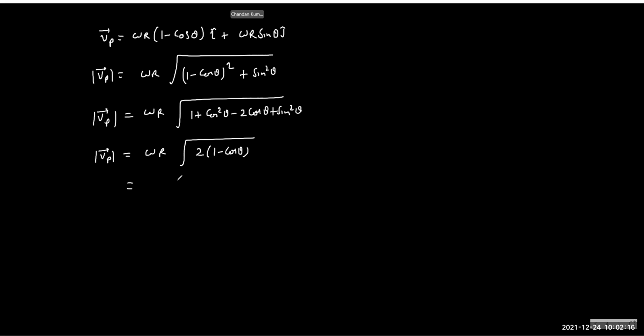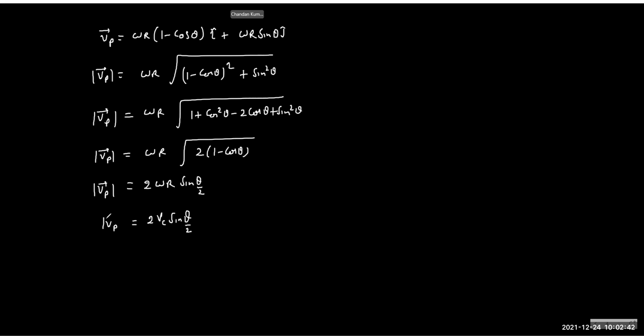Two sine square theta by 2, and sine square theta by 2 is half, so 2 into 4 into sine square theta by 2 half gives 4 into sine theta by 2. So that will be 2 omega r sin theta by 2, correct? Yes, sir. And omega r is equal to v. So if you want, you can just write it as 2 Vc.